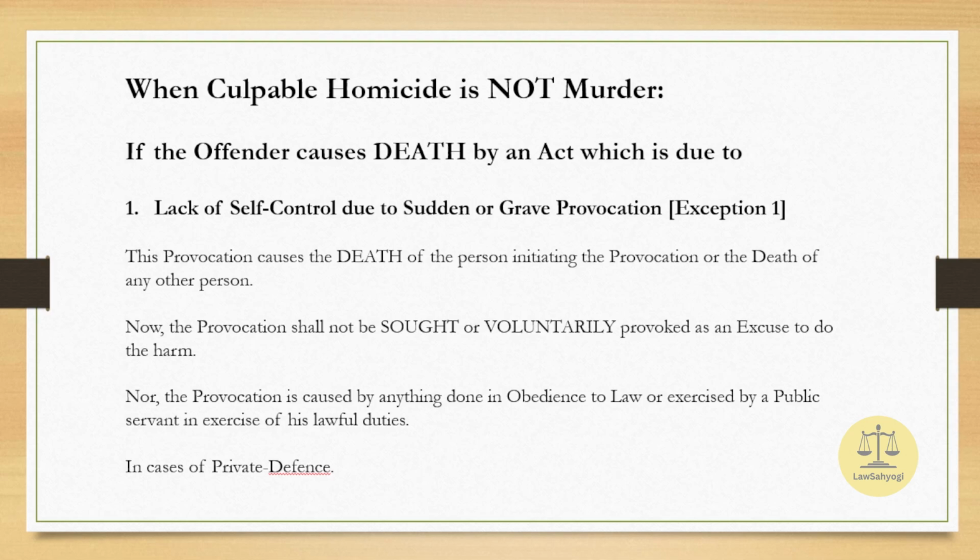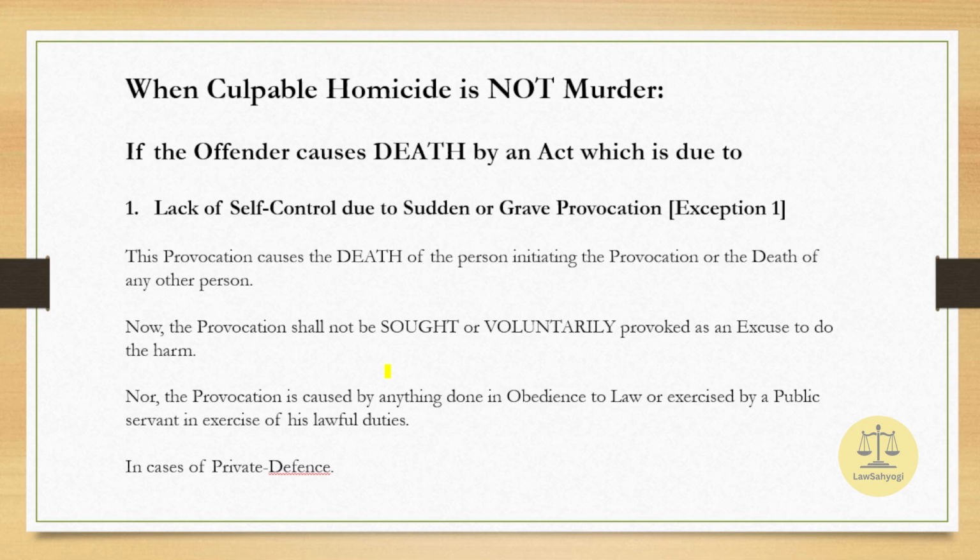So section 101 has 5 exceptions, and these exceptions lay down the situations when culpable homicide will not amount to murder. The first exception states that in cases of sudden or grave provocation, if a person loses his self-control, and after losing it due to that provocation he causes the death of the person provoking or any other person, in those cases the culpable homicide will not amount to murder.